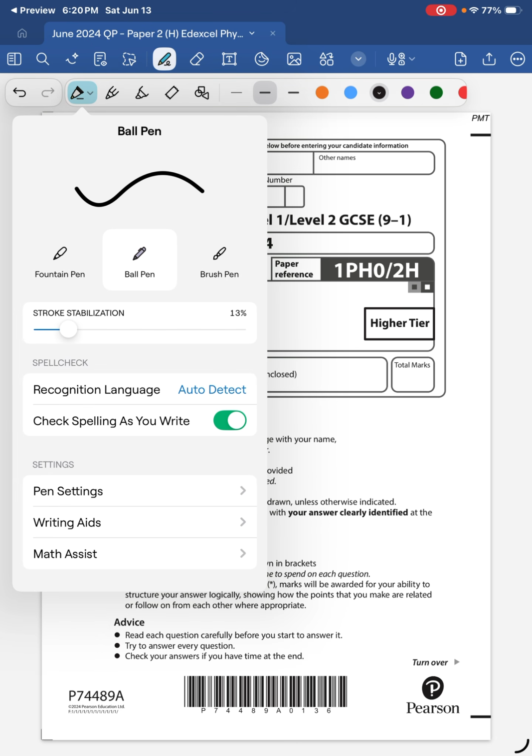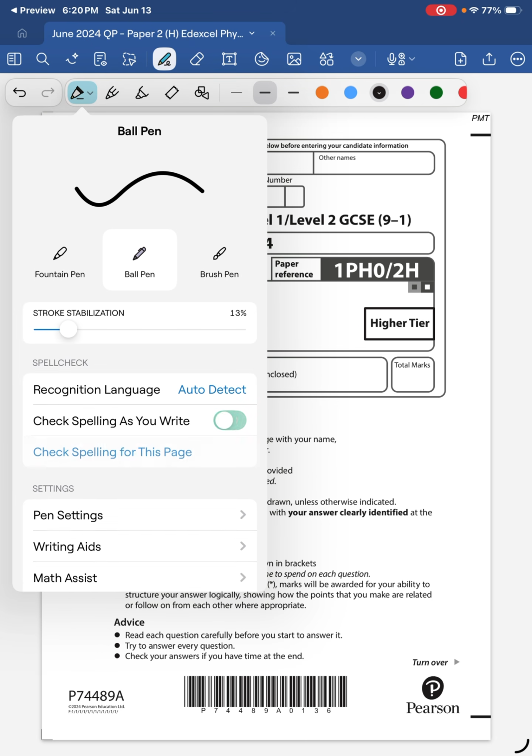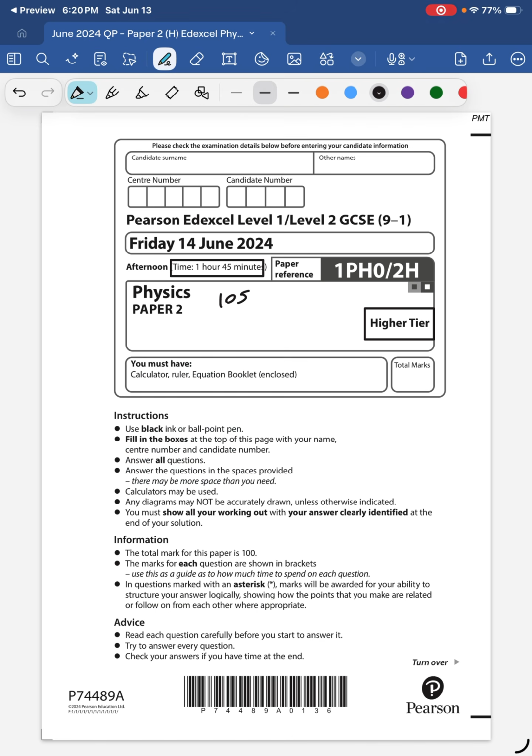By the way, I don't know why that pops up in the bottom every time. Let me switch it off. So the paper awards 100 marks and you have 105 minutes. So if a question awards 10 marks, it should take you about 10 minutes. This is to time yourself so you stay on time. So that's a very general thing to say, okay?